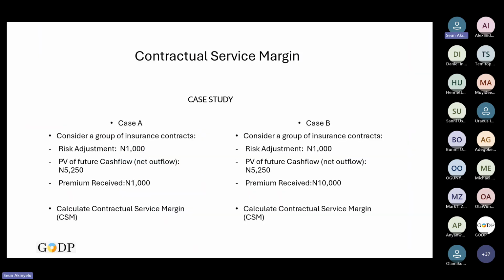What about case B? In case B, there's a premium of 10,000. Do we have a CSM in this case? Yes, we do. Okay, that's good then. And the CSM is 10,000 minus 6,250, which is 3,750. Okay, thank you very much.